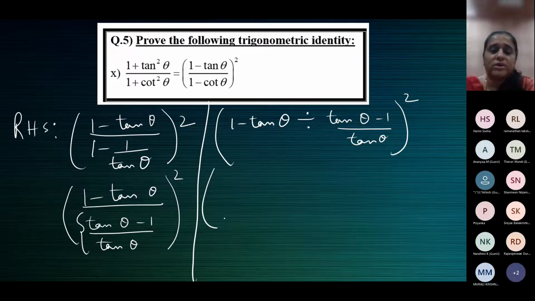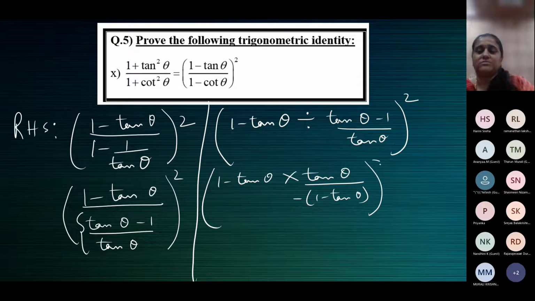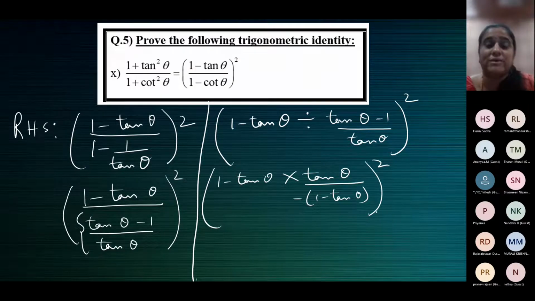So now 1 minus tan theta as it is. Division becomes multiplication with the reciprocal, so it's tan theta divided by tan theta minus 1. But you can write tan theta minus 1 as 1 minus tan theta by taking a minus outside. So tan theta minus 1 is nothing but minus of 1 minus tan theta.